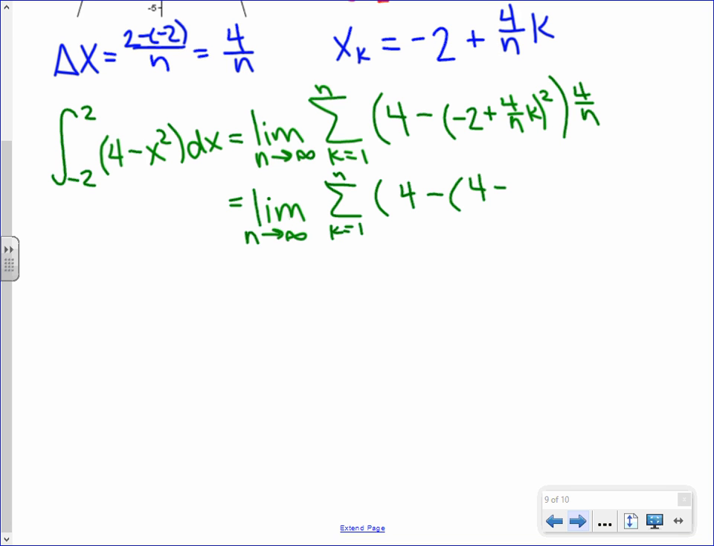Wait, I thought A would be equal to 3. No, because we have the very left side and we add delta x k. So this squared, everyone agrees with me with 4, right? Okay. And when we multiply this together twice, 16 over n k plus this squared would be 16 over n squared k squared.